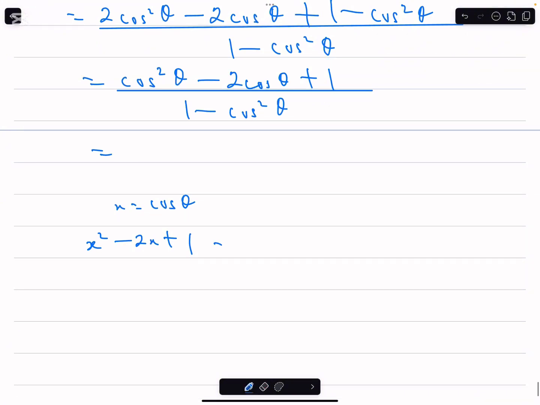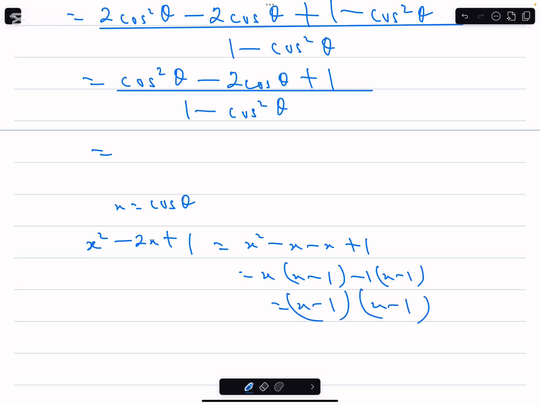How do we factorize that? That's going to be x square minus x minus x plus 1, which is x into bracket x minus 1 minus 1 into bracket x minus 1, which is x minus 1 times x minus 1.